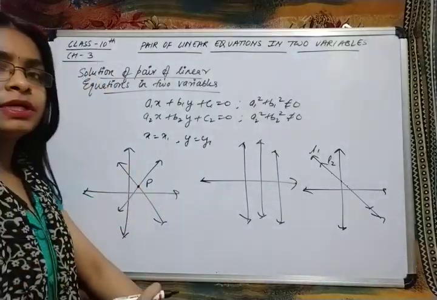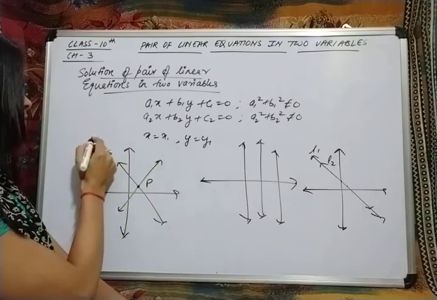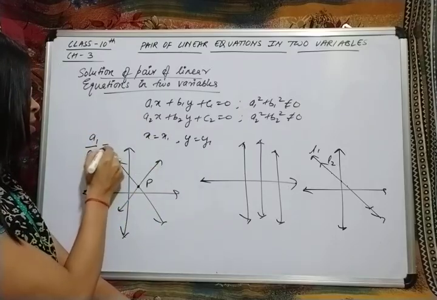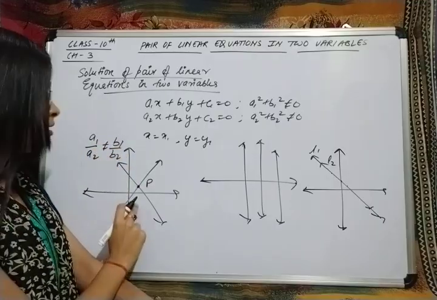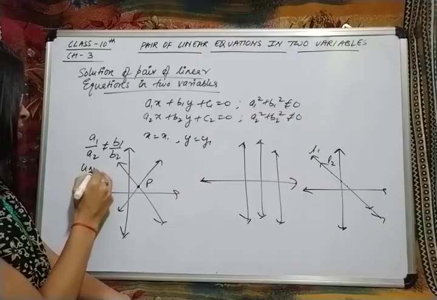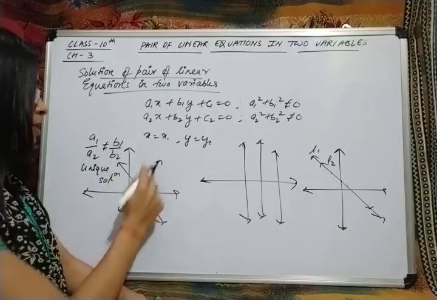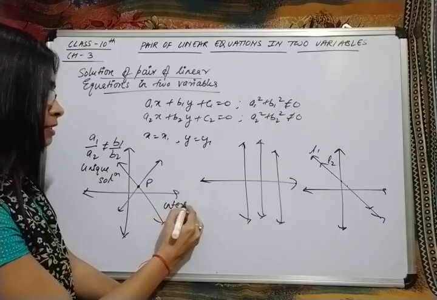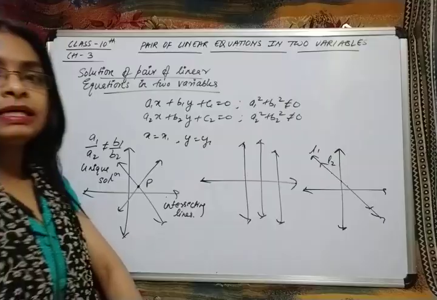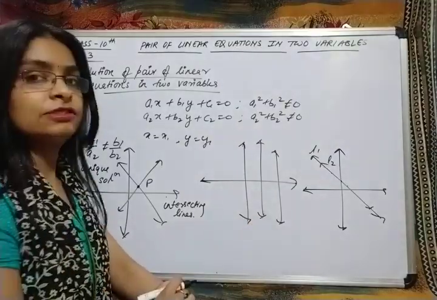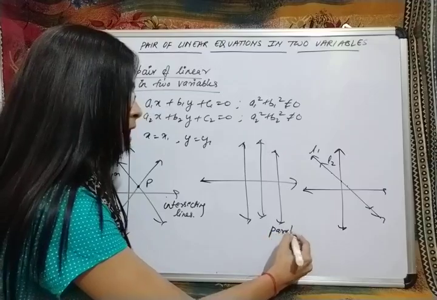Now what was the algebraic condition for this? If the pair of linear equations in two variables is given, then a1 upon a2 is not equal to b1 upon b2. Here we are getting the unique solution, and geometrically these are intersecting lines. Now for this one, these are the parallel lines.